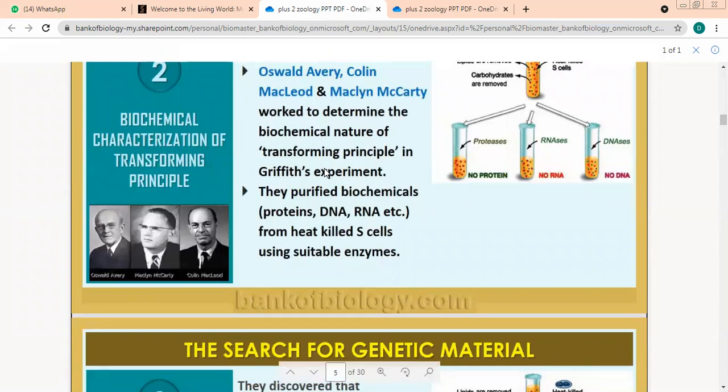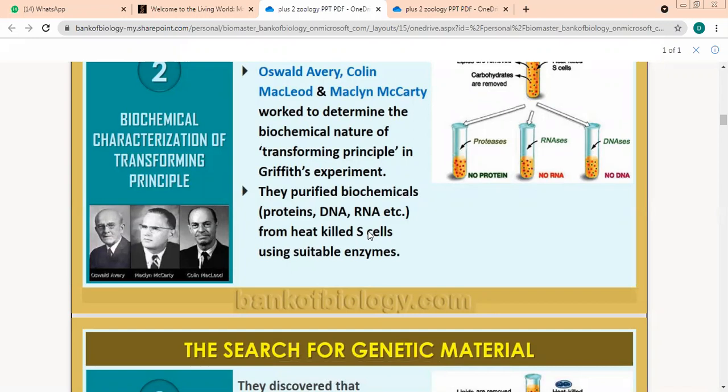They just wanted to find out what the transforming principle is. So what did they do? They purified biochemicals. They took three things from heat-killed S cells, the S strain: proteins, DNA, and RNA.